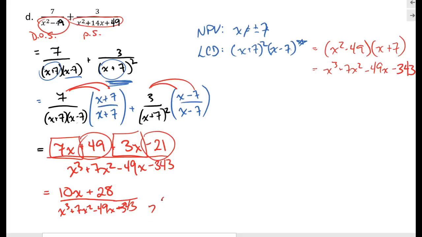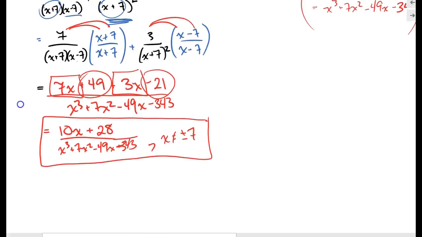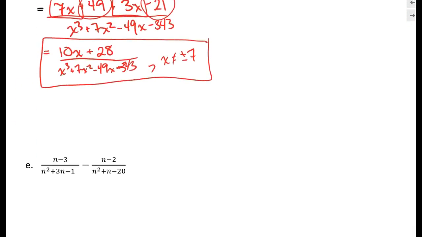And don't forget your non-permissible values. Okay, so how are we feeling? It looks a little crazy. Again, you don't have to do this part. Okay, if you leave it in unexpanded form once we get to cubics, I'm totally okay with that.